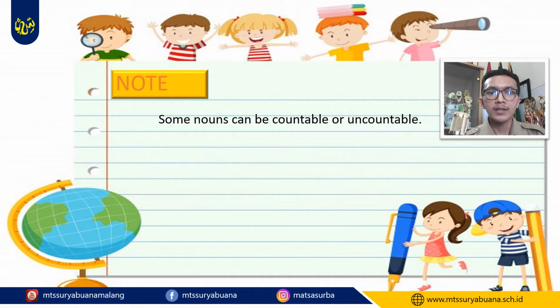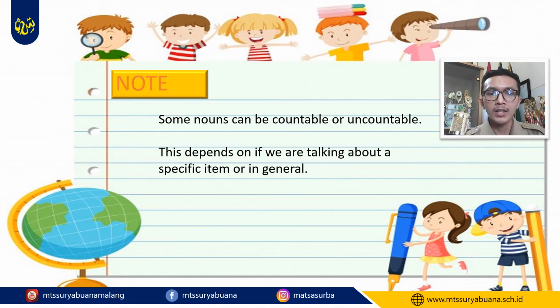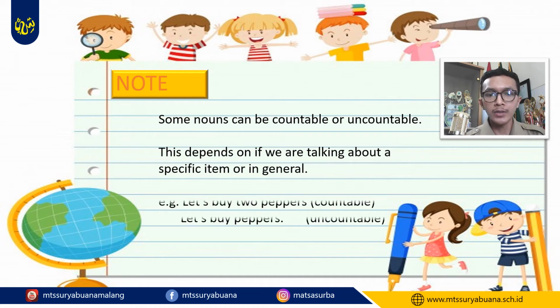Yeah, this is a note for you. Some nouns can be countable or uncountable. This depends on if we are talking about a specific item or in general. For example, let's buy 2 papers. In this case, this is countable. But you can see in this second sentence, let's buy papers. This is uncountable.